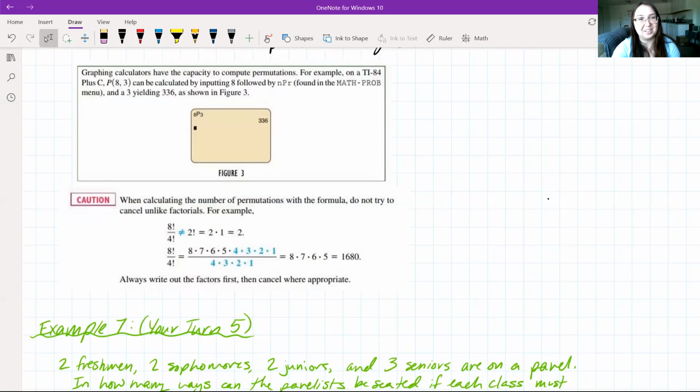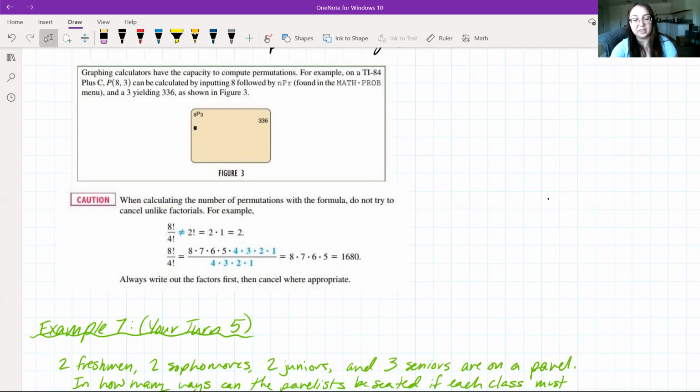I'm unsure if scientific calculators can. Maybe you can, maybe you can't. Just look for the exclamation point, or something that looks like a little n, capital P, and a little r. But definitely in graphing calculators, you can plug this in. So we see, for example, on something like a TI-84 Plus, we have our P of 8 and 3 can be calculated by inputting 8 followed by nPr, which is found in your math probability menu, and a 3, which ends up yielding you 336 as shown in figure 3.